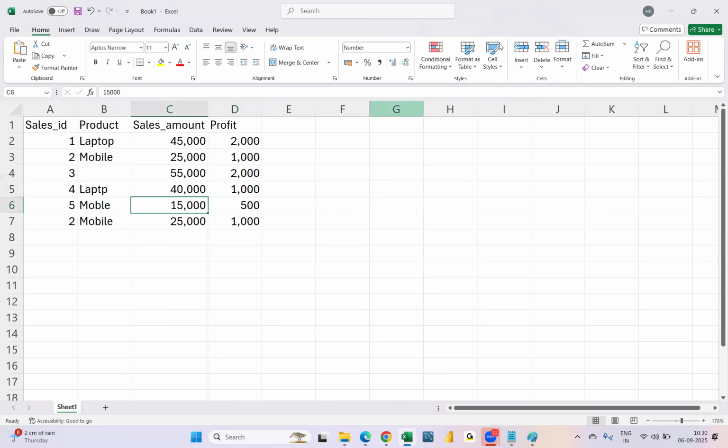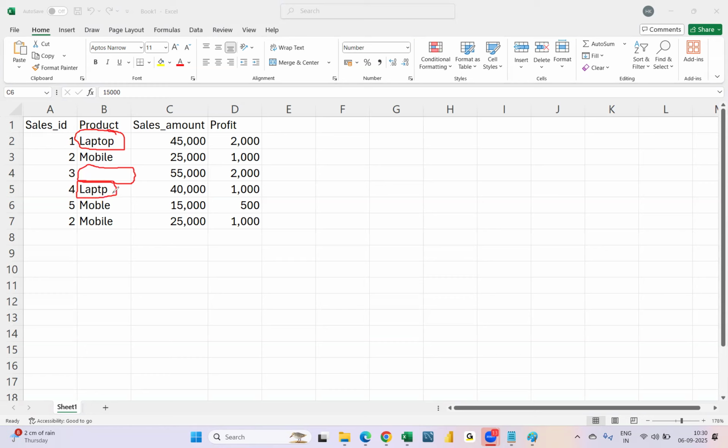If you observe this data, you can see there are some problems in it. What is the problem here? You don't know what value is present in this place. That is the first thing I can identify: missing data. Next, there is a laptop written in this manner and a laptop written in this manner. Clearly, this is a different spelling.